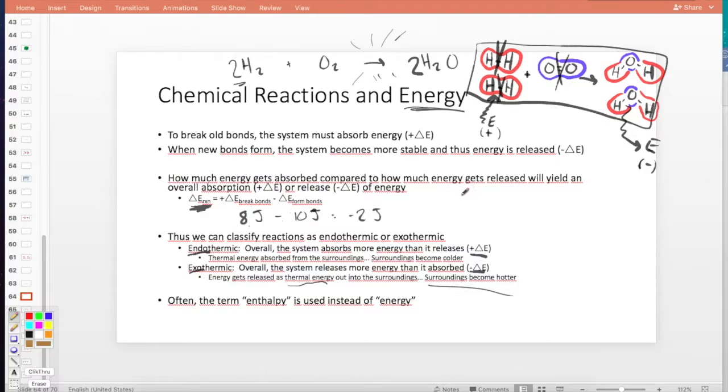Please, please, please remember that in endothermic and exothermic, in any type of reaction, both these things are happening. It cannot be a chemical reaction unless we have both energy going in and energy coming out.